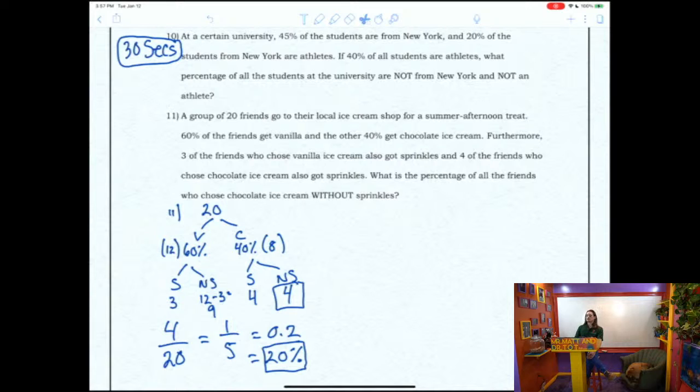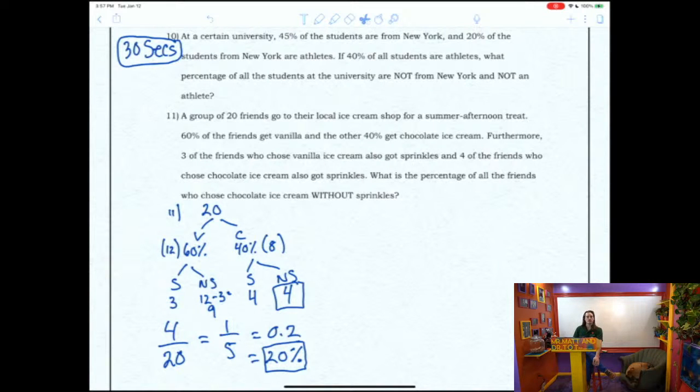So we have a total of 20 friends. They say that 60% of them get vanilla ice cream. 60% of 20 is 12. So there are 12 people who chose vanilla ice cream, represented by the V off to the first division on the left. Then we have chocolate on the right, representing 40% of all the friends.